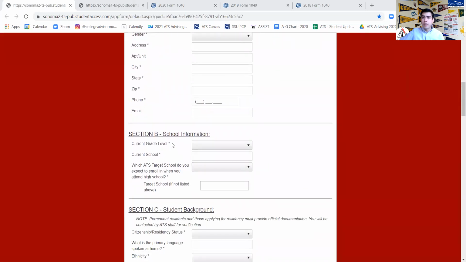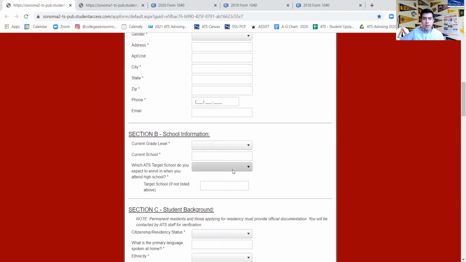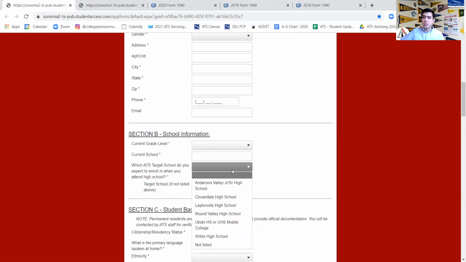Second part is the school information. They'll select what grade level they're in, most likely 6th and 7th. This is our primary target. If they're in any of these other grades, you'll put it on there. And then the target schools. These are the schools that our grant is funded to serve.